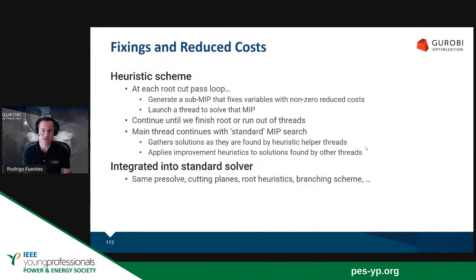More cores means more threads. More threads means more parallel independent threads on which we can work on submips to find solutions to the problem.